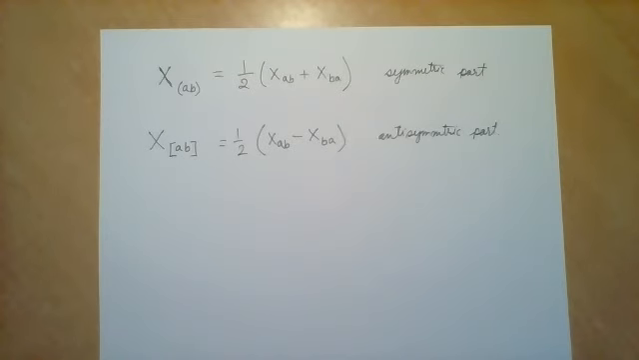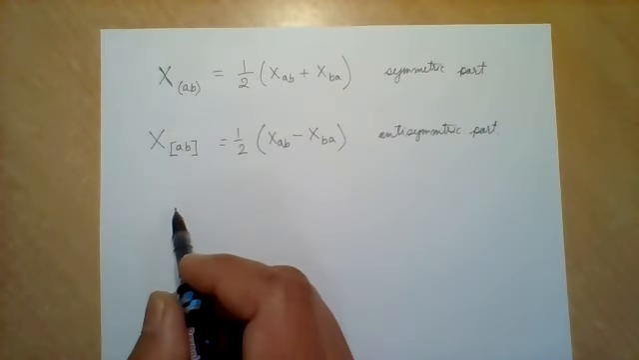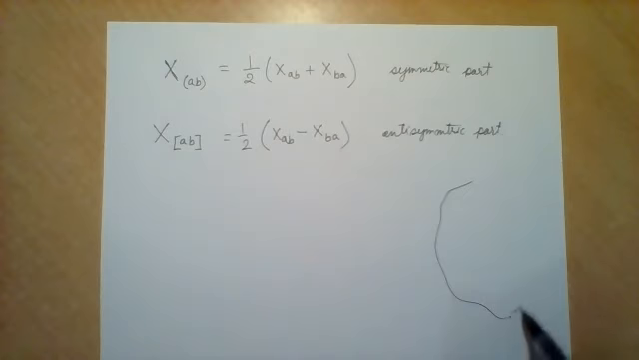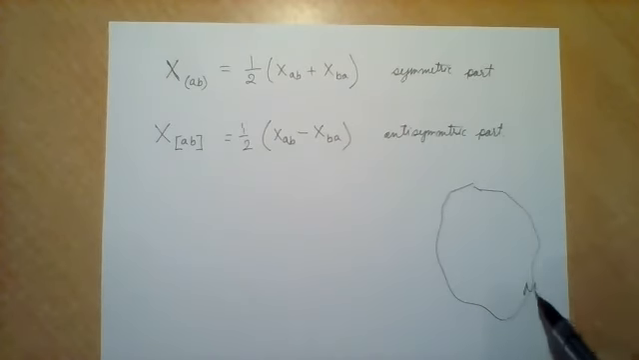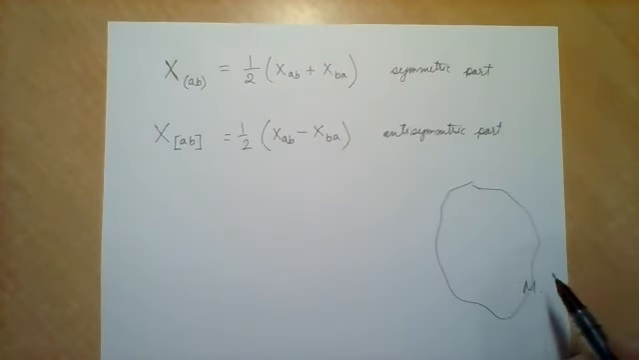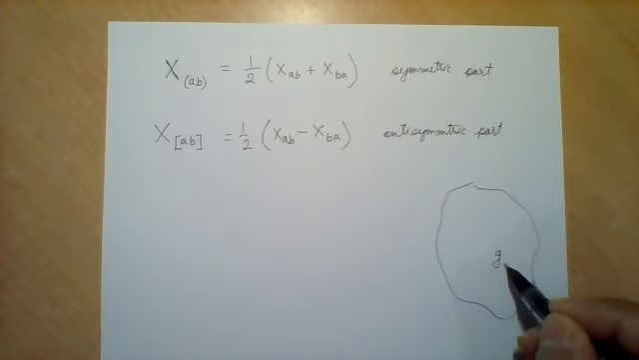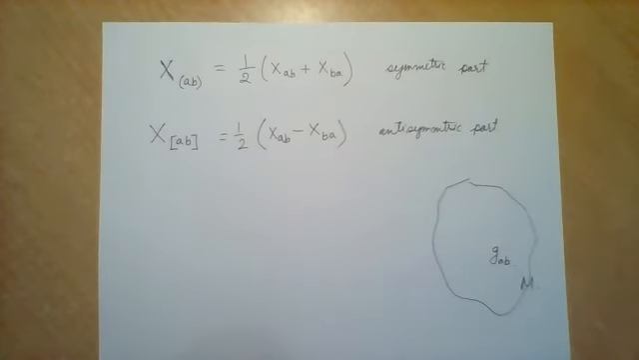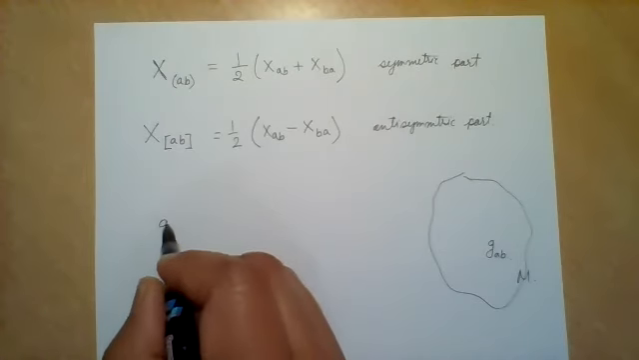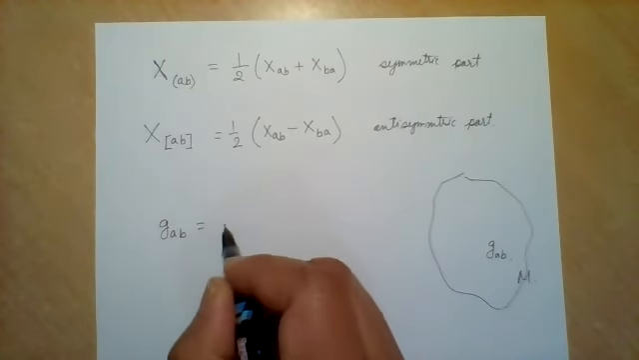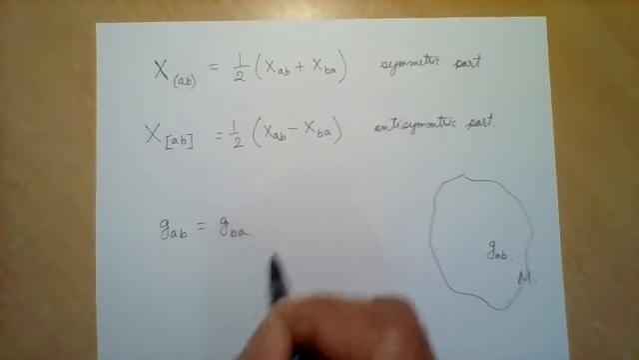Now, we assume that the manifold has a metric tensor field with components GAB. I repeat, we assume that the manifold has a metric tensor field with components GAB. GAB is a symmetric tensor. GAB is equal to GBA.